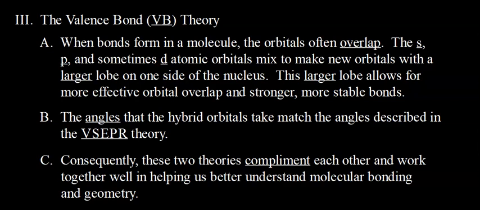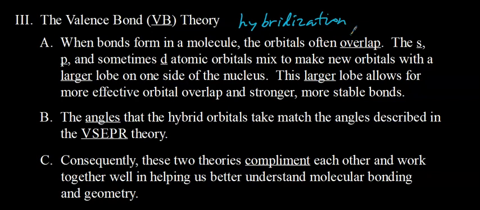All right, next up we have the valence bond or VB theory. This theory has to do with the formation of something called hybrid orbitals, or the hybridization of the central atom, how the central atom is able to accommodate 2 or 3 or 4 or 5 or 6 electron groups.